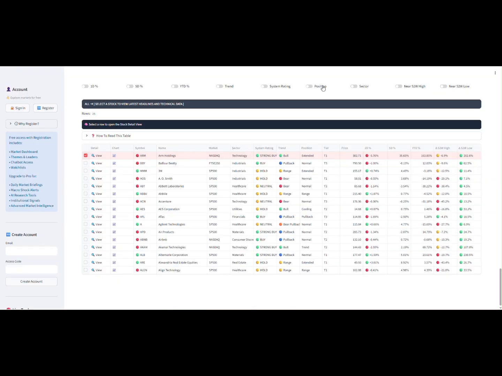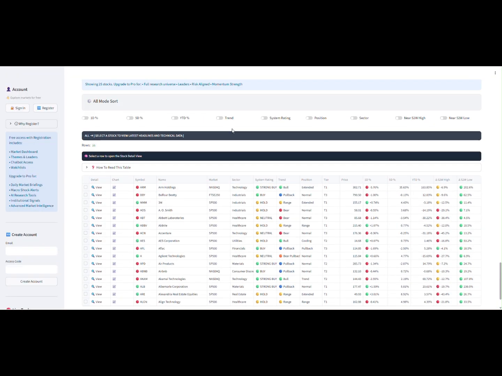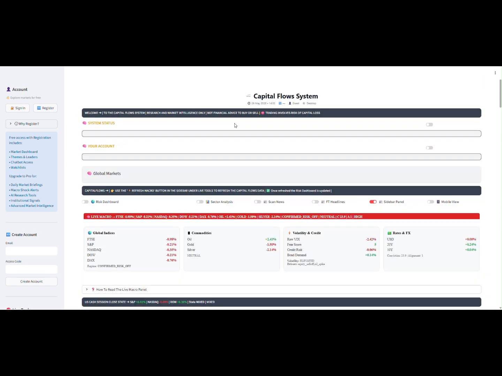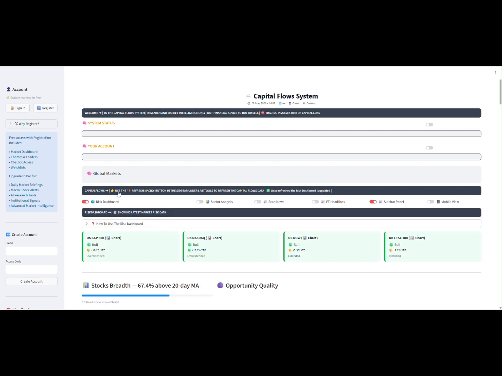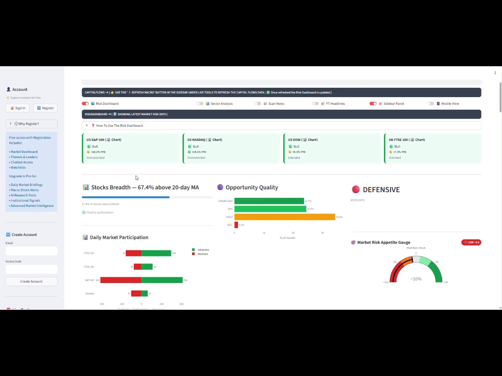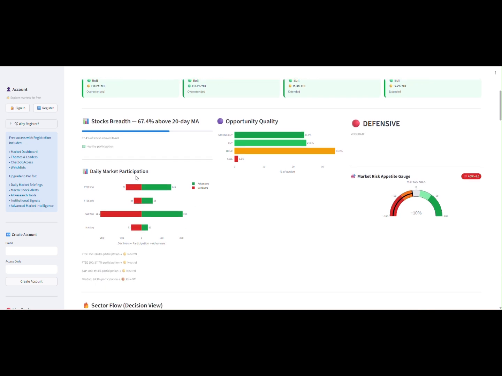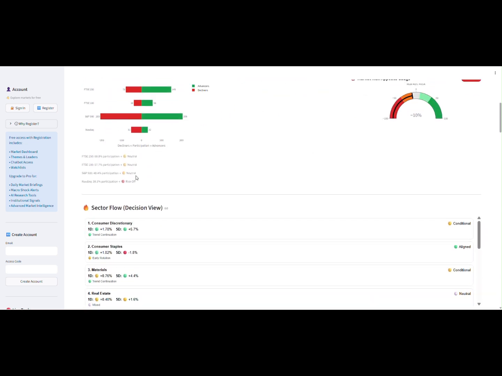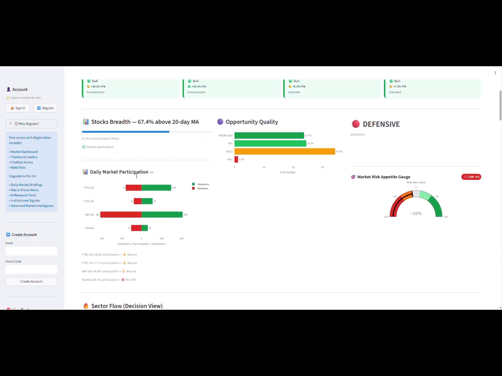Another key feature of the system is the transition engine. Rather than only identifying static conditions, the platform tracks how stocks and sectors are changing over time, highlighting improving leadership, weakening momentum, defensive rotation, and emerging institutional flows. This helps users focus on where capital is moving next, not just where it has already been.